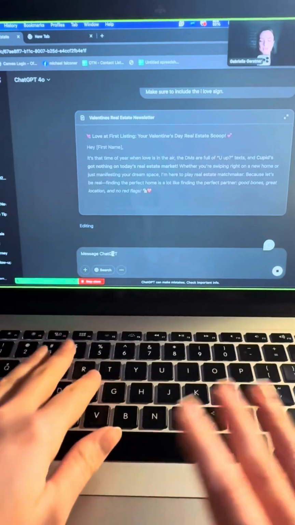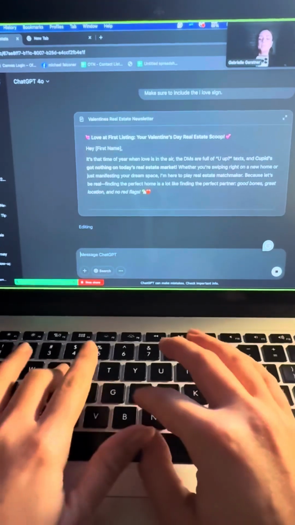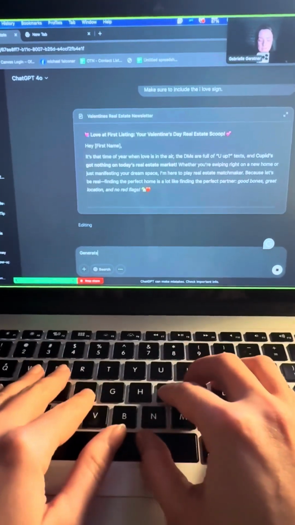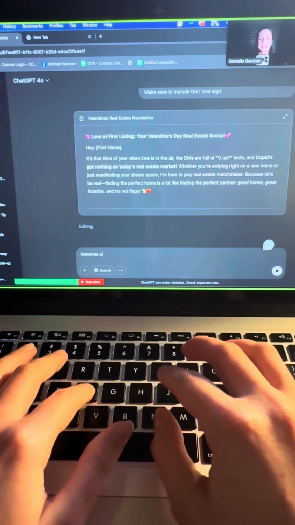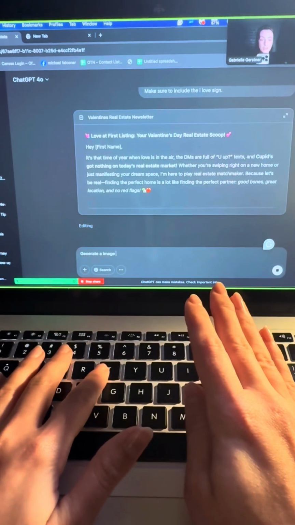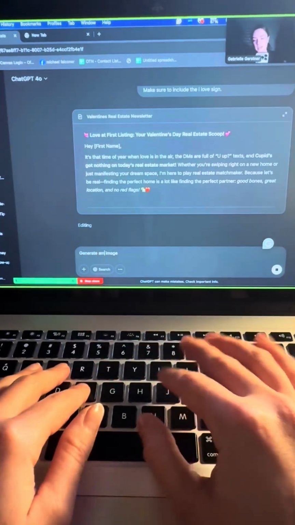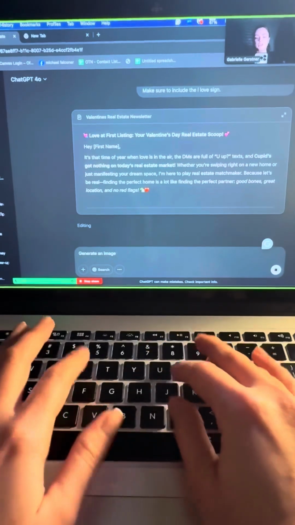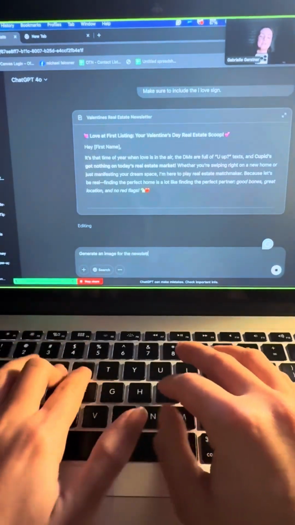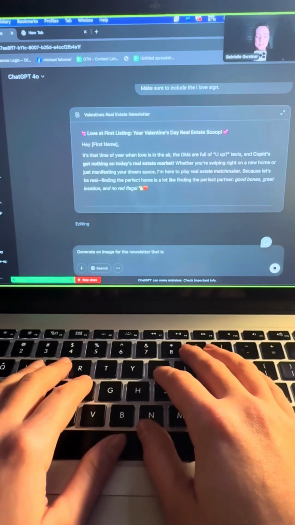Okay. Exit out. I don't need to be in there anymore, but I wanted that to be updated before I ask for the next part, which is going to be the generated cover image. So I'm going to say, it's so simple, generate an image. Keywords, gotta start there. Generate an image for the newsletter.